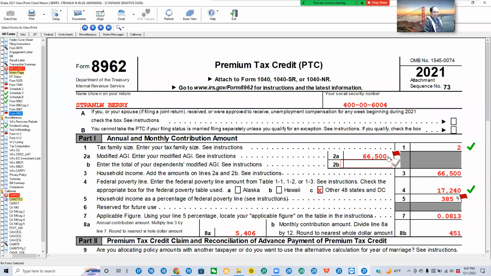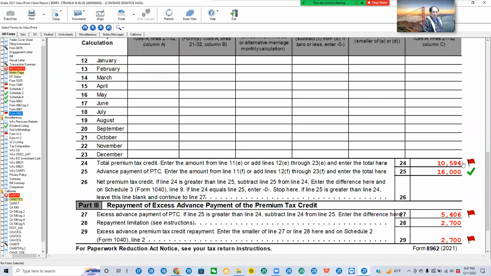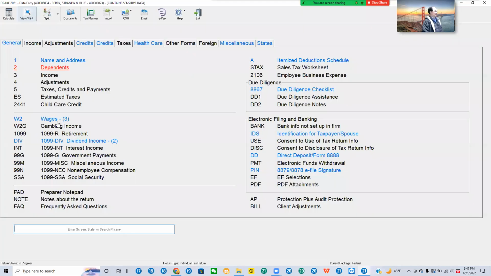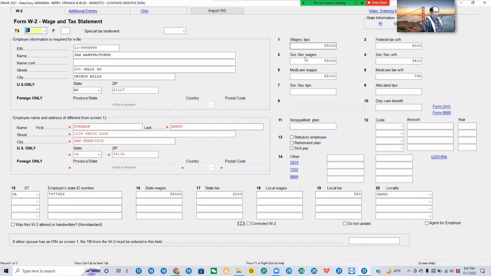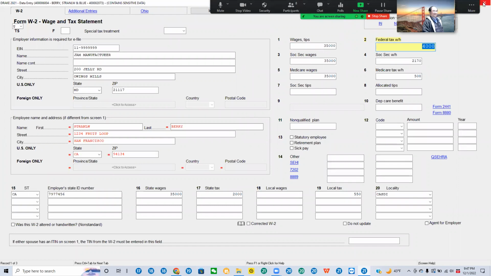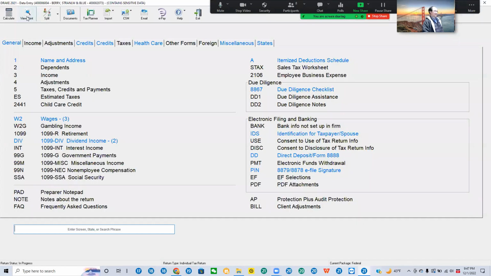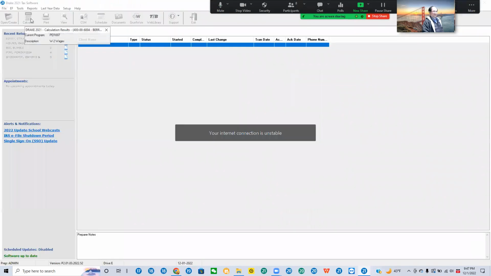Okay. Let's go to this. So they're supposed to get 10,594. They need to pay this back. So it all depends on your income. Now, in this situation, if they only make this much, what is their situation going to look like?